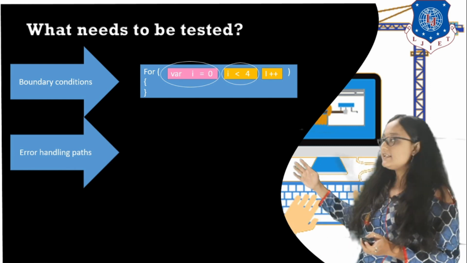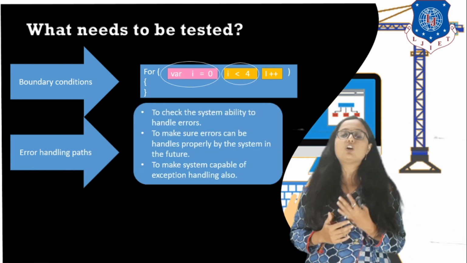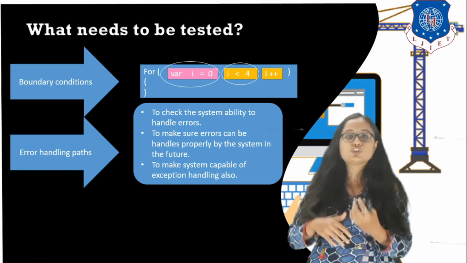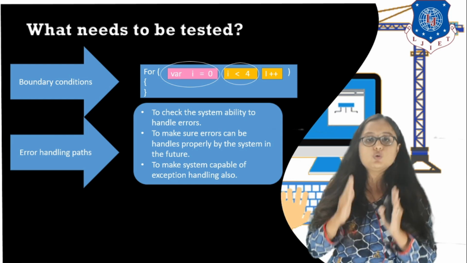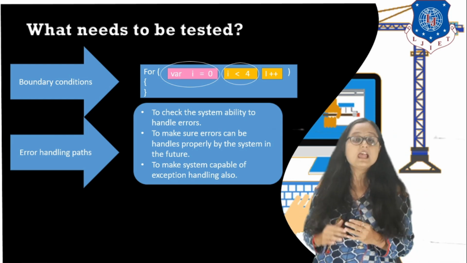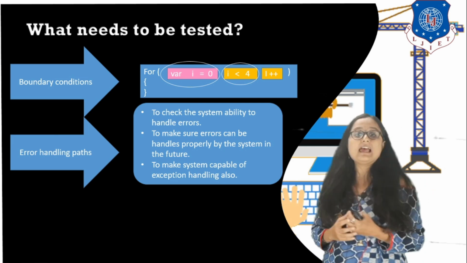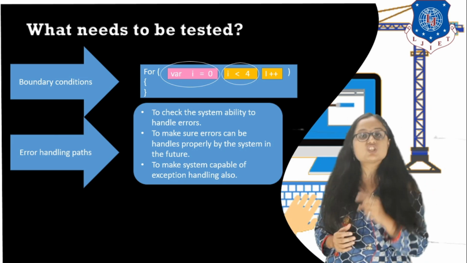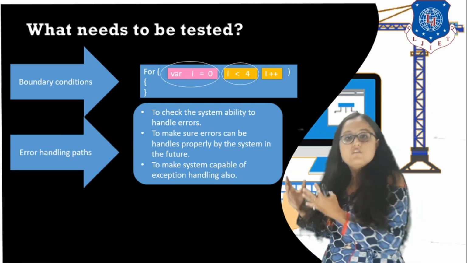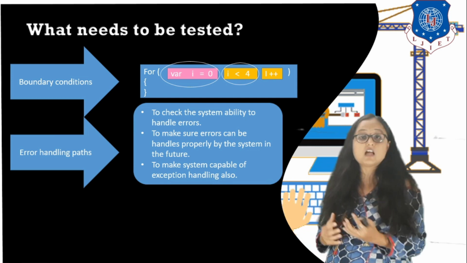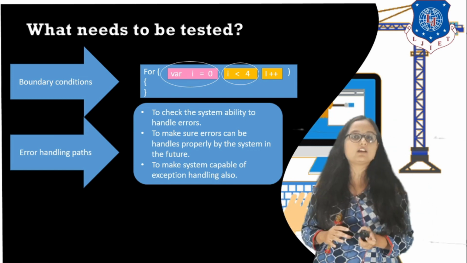The next is error handling path. Now what do you mean by error handling path? It is obviously possible that your program or your software will throw a number of errors, but you have to handle all those errors, and we have exception handling in many of the programming languages to handle the exceptions, right? You have to check whether your software is consistent in handling the error, whether all the exceptions that you have handled are correctly handled by the system or not. So that is the thing that you have to check while unit testing.